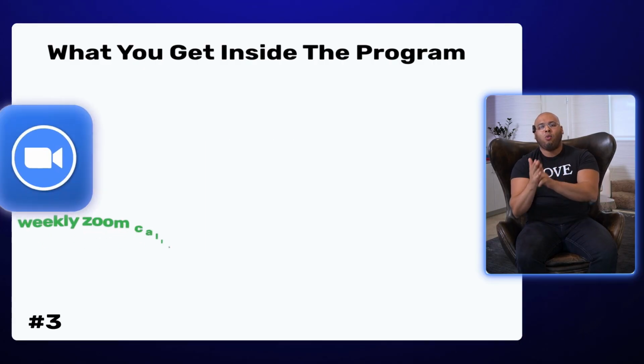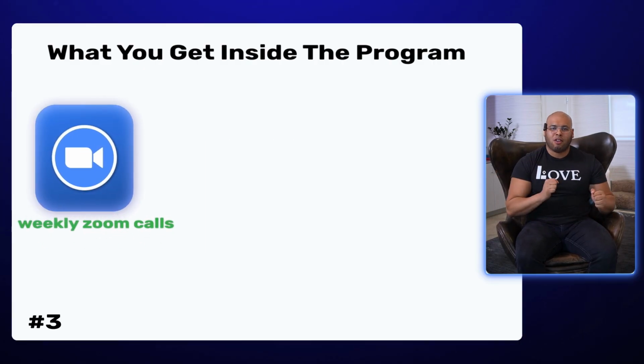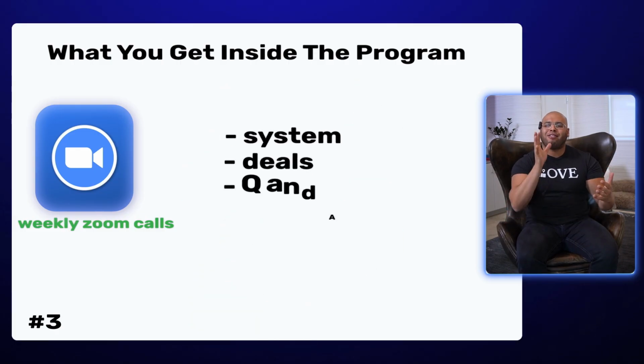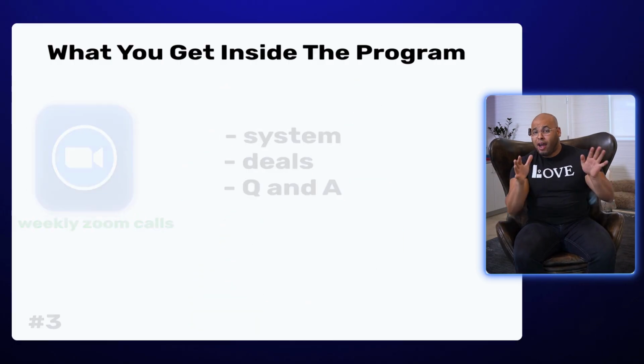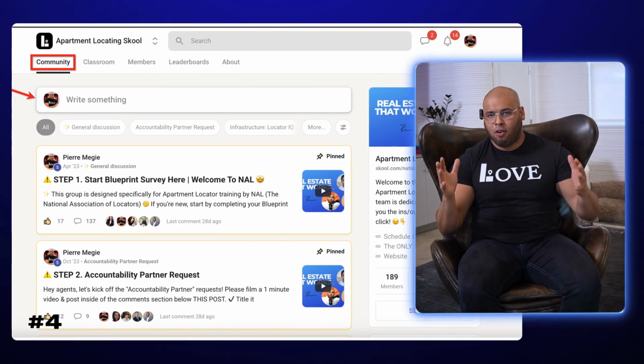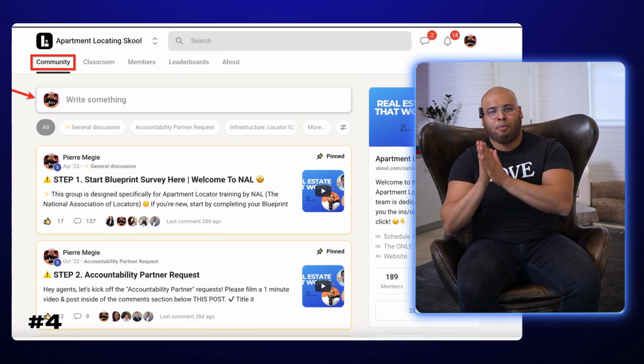Number three, bi-weekly group coaching. Join Zoom sessions with real top producing coaches who walk you through systems, deals, and are on standby to answer questions. And finally, number four, full community access. Network with hundreds of other locators, all learning and scaling together inside of our private school group.